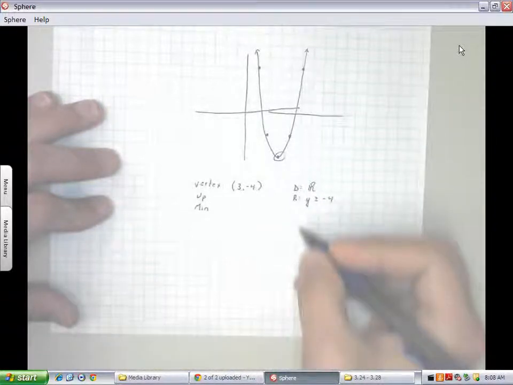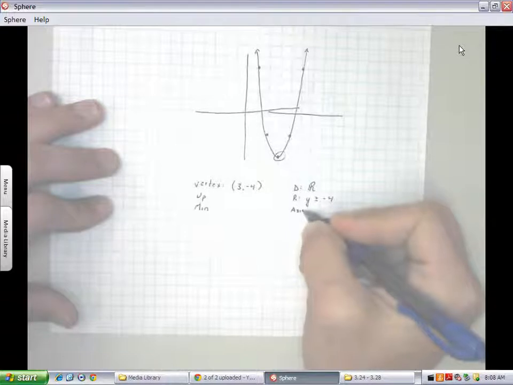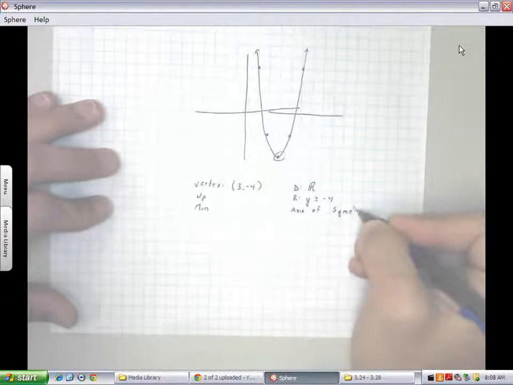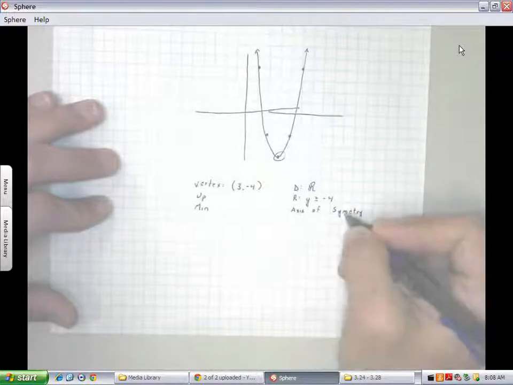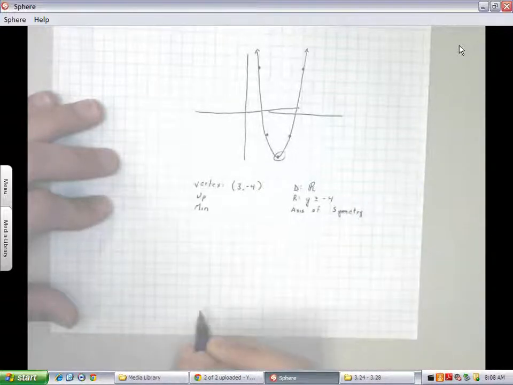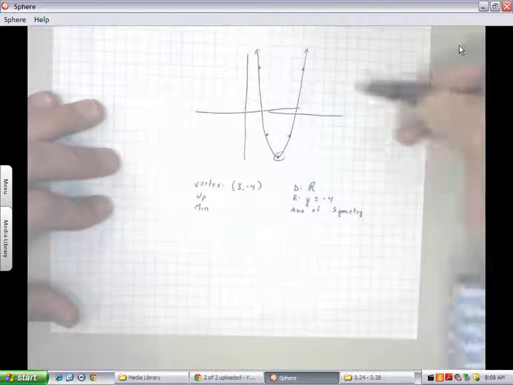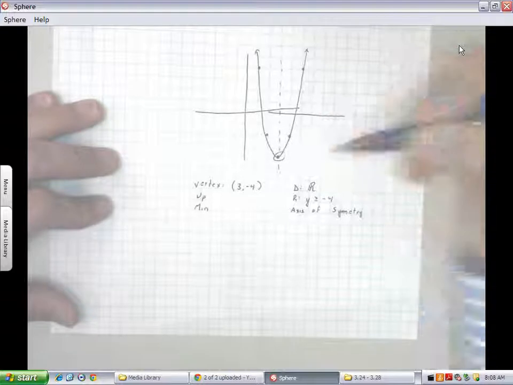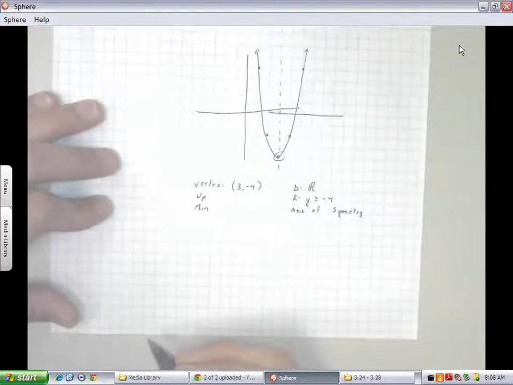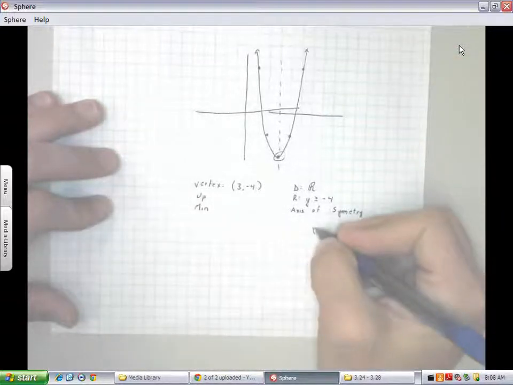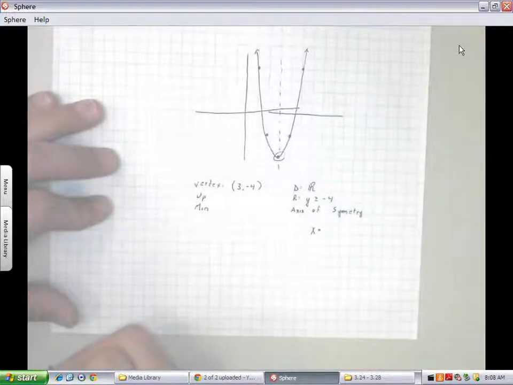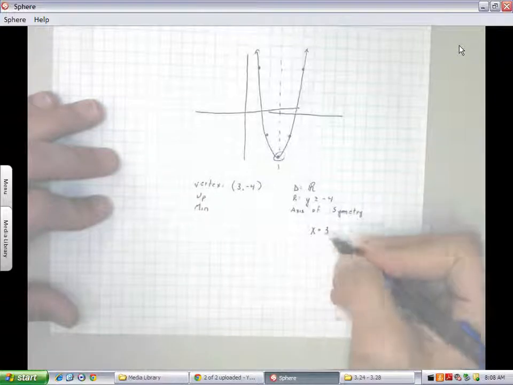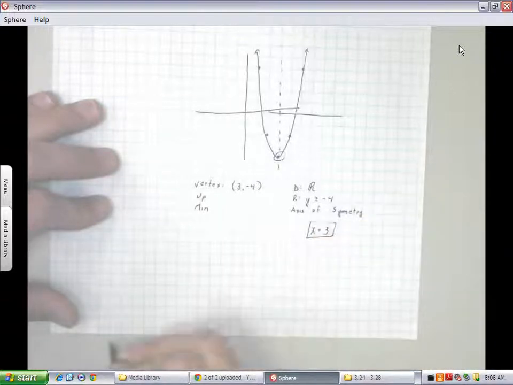Last but not least is identifying my axis of symmetry. My axis of symmetry, pretty sure I spelled that wrong, is the equation of the line that cuts the parabola in half. Well, that's always going to be a vertical line, so it's going to be x equals, and it's going to pass through the vertex, so the x value is going to match up with the x value from the vertex, so x equals 3.